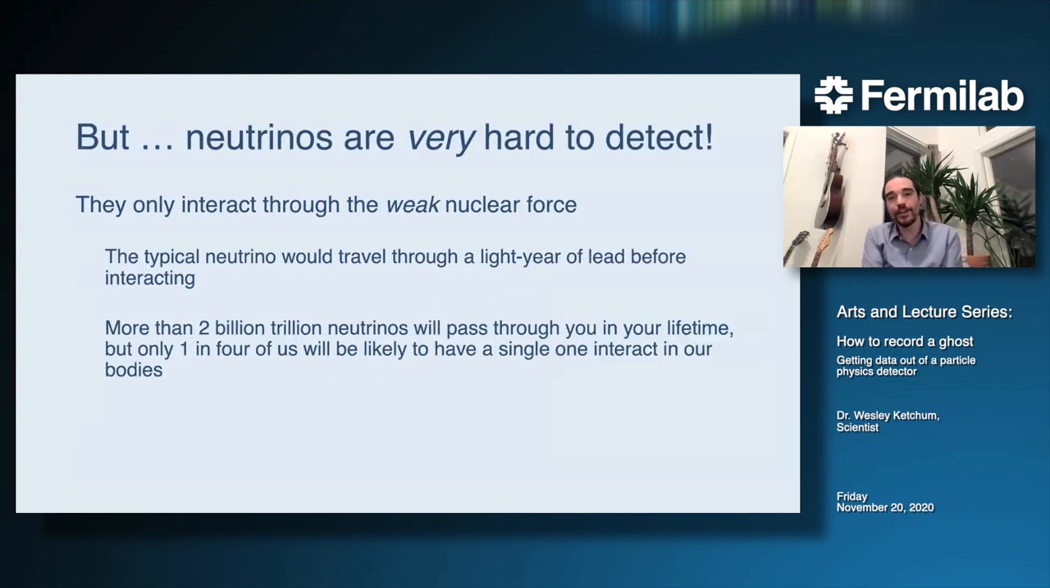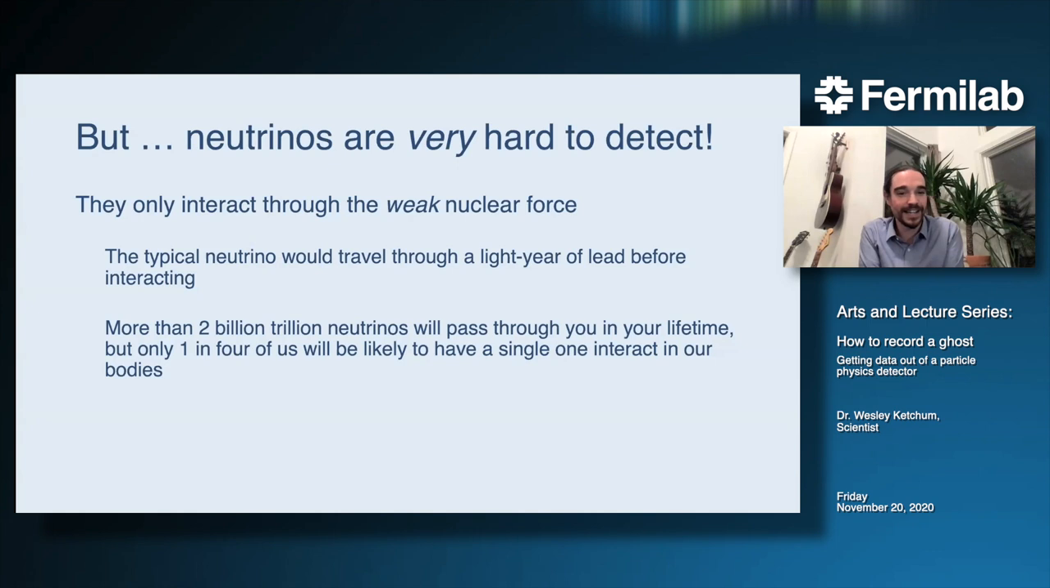But they are very hard to detect. They only interact through the weak force. They have no charge. They don't interact in any other way. And the weak force, as its name would imply, is kind of weak. Neutrinos in particular are very, very ghostly in this sense. Some of my favorite calculations I've seen: a single neutrino would travel through about a light year of lead before it would typically interact.